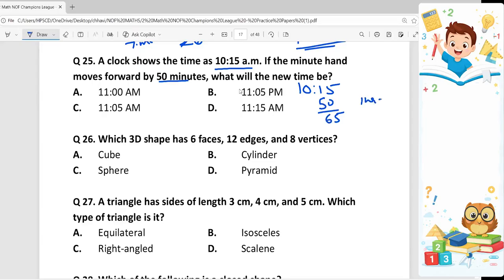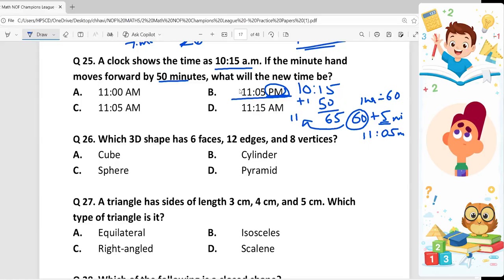1 hour is equal to 60 minutes. So this is 60 plus 5. So this 60 goes to the 1 hour side, that is 10 plus 1, that is 11, and this is 5 minutes remaining. So it will be 11 and 5 minutes. Okay, so therefore the answer is 11:05, but this is PM. You have to be very careful. This is PM, so this is wrong, and the correct answer is 11:05 a.m., Option C, because we started at AM. The clock shows AM 10:15. Okay.